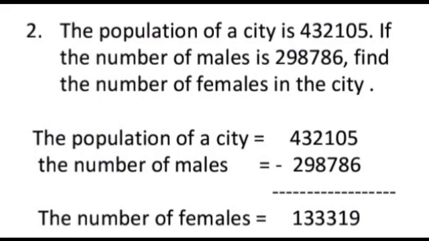The population of a city is 4,32,105. If the number of males is 22,98,786, find the number of females in the city. It is very simple. First, you have to write the total population of the city. Then the number of males, and when we subtract both, we get the answer, the number of females, that is 1,33,319.